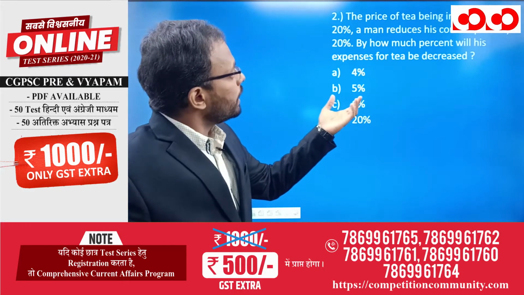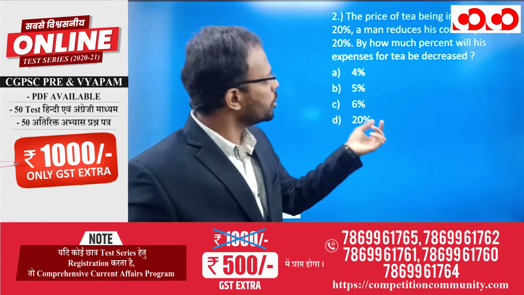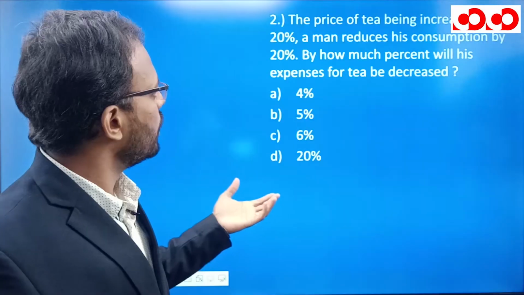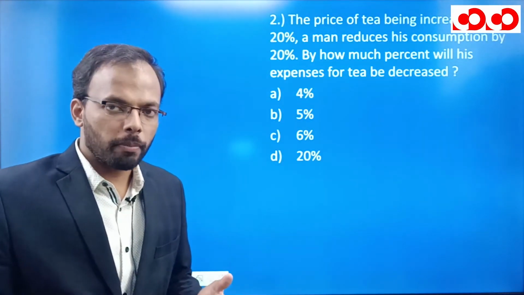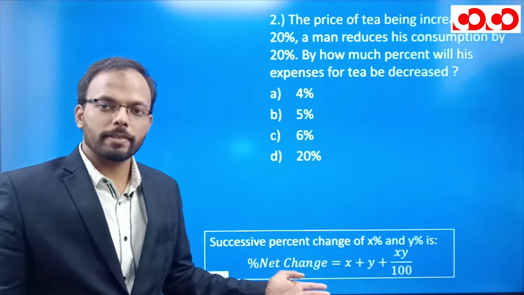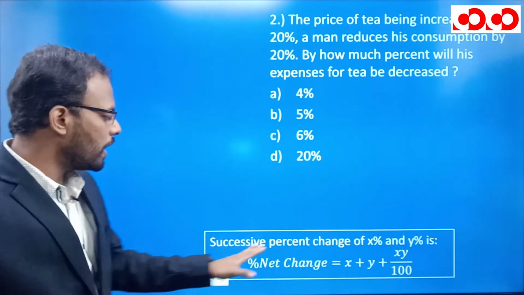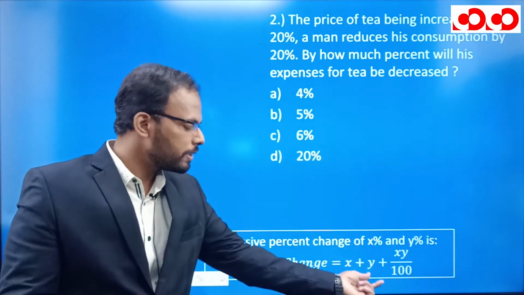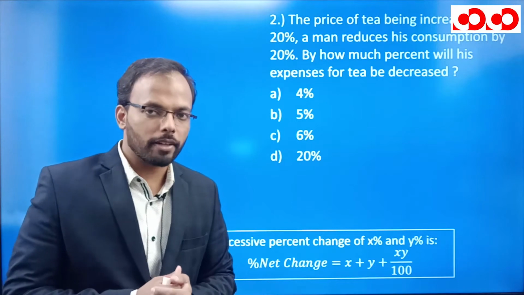The price of tea increased by 20%. A man reduces his consumption by 20%. By how much percent will his expense for tea decrease? See, there are multiple ways to solve this problem. Number 1, we know that successive percent change is equal to x plus y plus xy by 100. If we change a value by x percent and successively change it by y percent, then the net percentage change is equal to x plus y plus xy by 100.